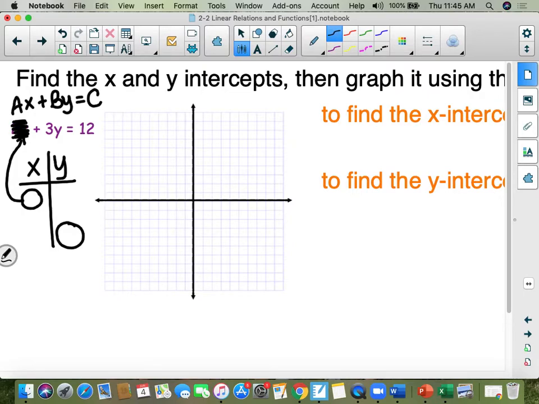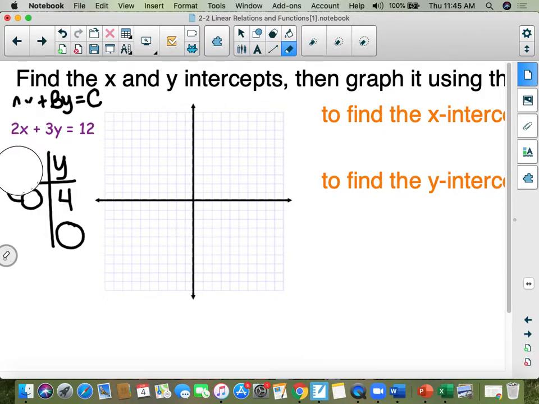3y equals 12. 3 times what would equal 12? Doesn't 3 times 4 equal 12? So doesn't y need to equal 4? And then we're going to erase it. And I'm going to do the same thing with the other one.